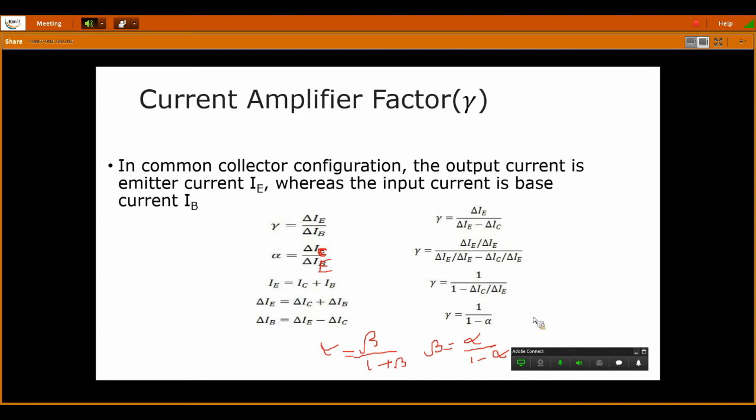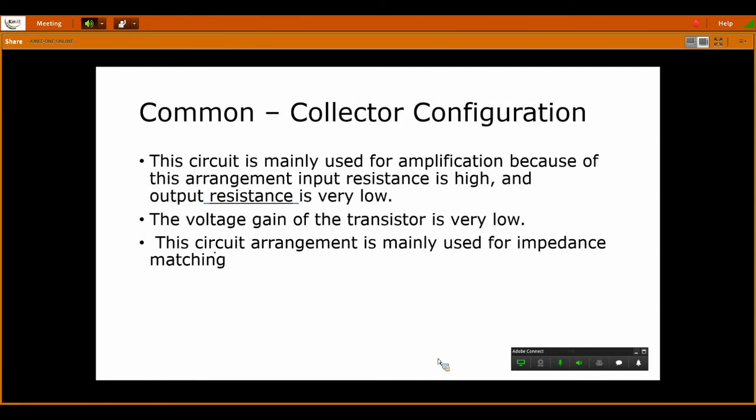So from this we could also give the relation between alpha, beta and gamma. This circuit is mainly used for amplification. Because of this arrangement, input resistance is high and output resistance is low. Voltage gain is very low, approximately equal to 1. And the current gain is very high compared to the other two configurations, and it can be used as an impedance matching device.